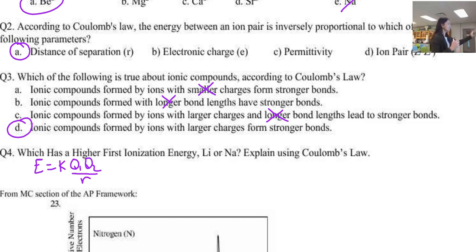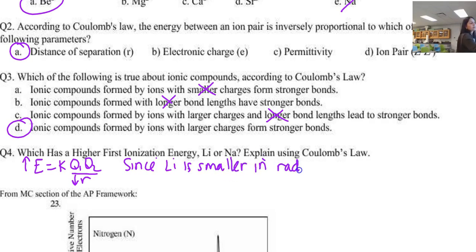So again, since I know that distance is inversely related, if I want the higher first ionization energy, I actually want the one that has the smaller radius. And as we go down the periodic table, it goes hydrogen, lithium, sodium. So since lithium is smaller in radius, it must have the higher first ionization energy, because according to Coulomb's law, that must have a stronger attraction.